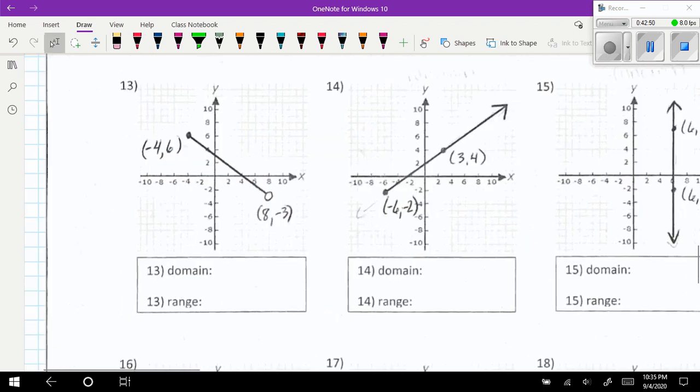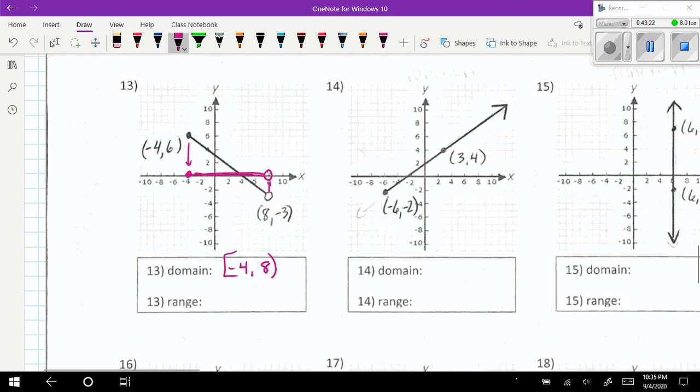Question 13. My domain would end up having, let's see, a closed circle at -4, right? Open circle at 8, and everything in the middle. So -4 less than or equal to x less than 8. Or, if you don't want that, you can say -4, 8, but you have to have a bracket around the -4 and parentheses around the 8.